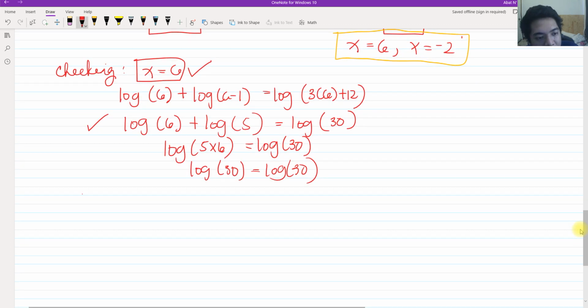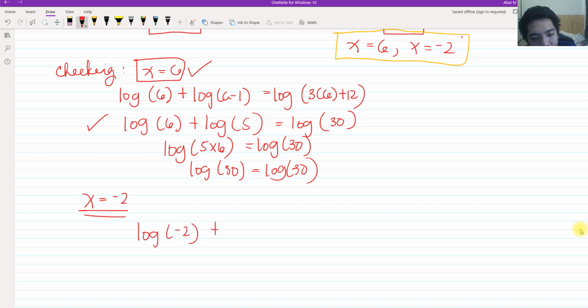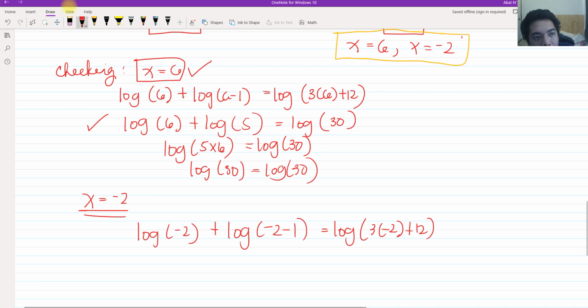How about the value of x equals negative 2? So we have log of negative 2 plus log of negative 2 minus 1 equals log of 3 times negative 2 plus 12. Okay? So this is not a solution. Why? Because upon substituting the value of x, we can see right here that this yields a negative value inside, which is unacceptable to the logarithm. Even if you try to use a calculator for log of negative 2, it will give you a math error because this is not found in the domain of the logarithmic function.